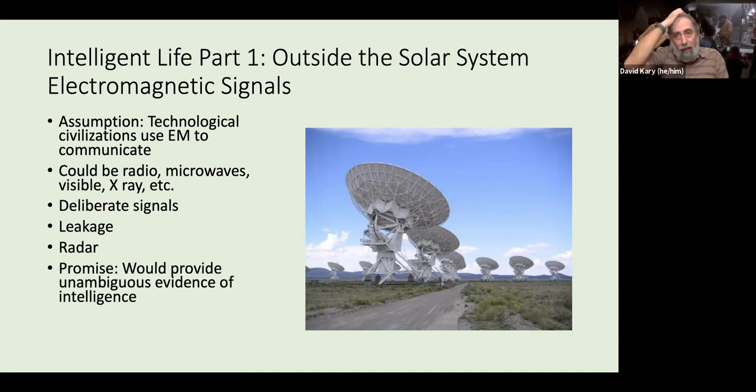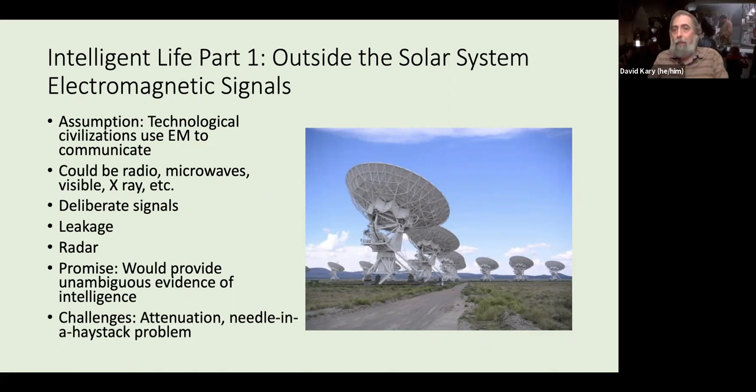So the promise here: if we found what was clearly a carrier wave or clearly a radar signal, or even a laser transmission, for example, it would be unambiguous. Nature doesn't do those things, not in that kind of narrow beam approach. So that would be a really strong piece of evidence that you were looking at something intelligent. And it might even carry information, so we might actually learn something about these people, which would be really interesting.